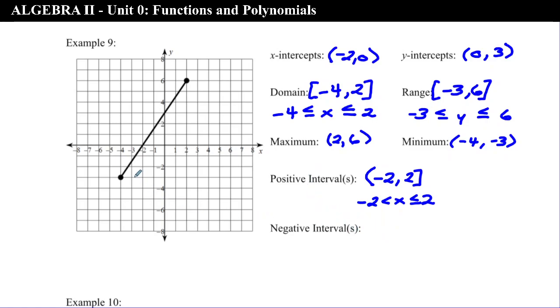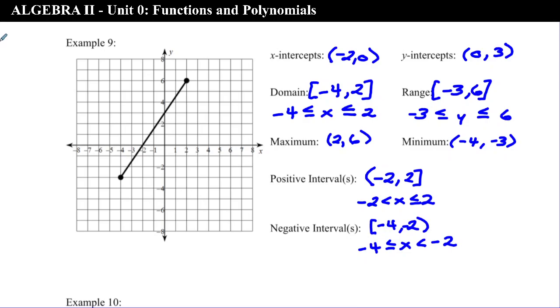Finally, for negative intervals, well, it is the rest of the graph, right? So from negative 4 to negative 2, we have a negative interval. We include the negative 4 because there is a negative value attached to negative 4, but we do not include the negative 2 again because that value would be 0 for your y value. And this can also be put in set notation. Negative 4 is less than or equal to x, which is less than negative 2. So that is example 9.